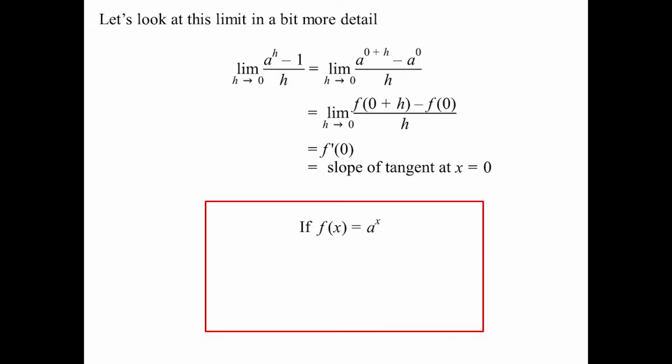So f(x) is a to the power of x. The derivative then, I'm just going to call it m for slope. So it'll be m times a to the power of x, where m is the slope of the tangent at x equals 0. It's not a great formula, but at least we've got something to work with.